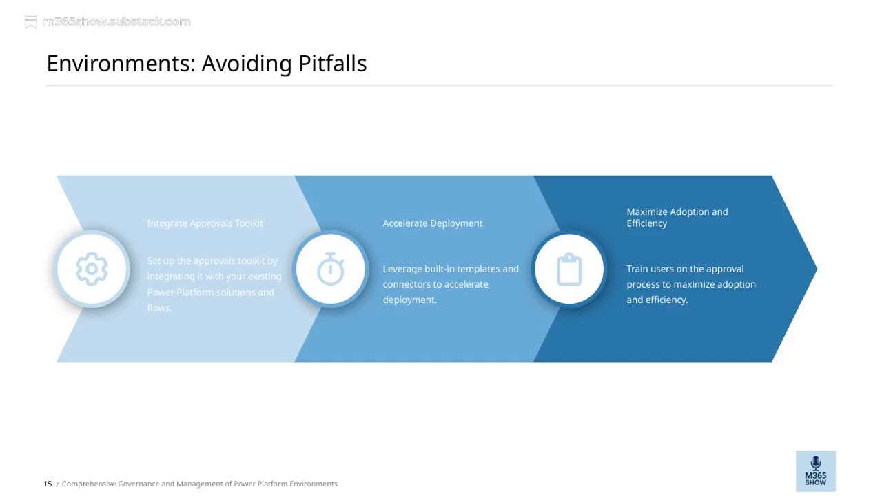To further boost efficiency, leverage the built-in templates and connectors available within Power Platform. These tools can significantly speed up deployment, saving you time and effort while maintaining consistency. And don't forget about setting up your approvals toolkit. Integrate it smoothly with your existing Power Platform solutions and flows. This integration helps streamline approval workflows and ensures everything works together cohesively, which is vital for maintaining control and agility. Overall, these strategies, training, leveraging templates, and integrating tools are all about creating a well-managed environment.